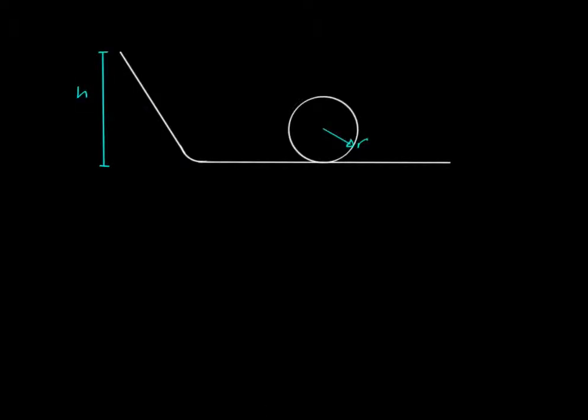So the overall height of our ramp is going to be denoted as h, and our loop is going to be of radius r. The car is going to start up here at the top. It's going to be held still, and then we're going to let it go. We're going to call this point, point 1.